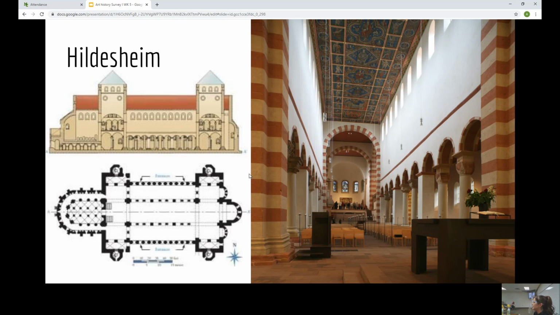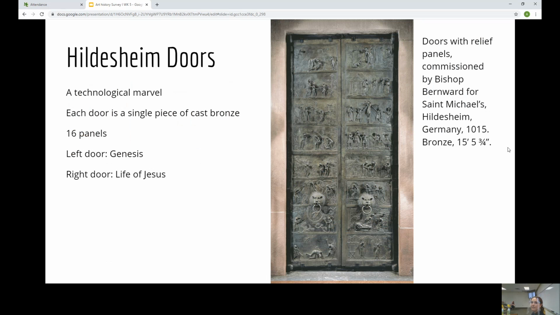It seems a bit confusing to us today because in our churches, it's like the opposite. The aisle is the row down the center, and then the nave is the place where people sit. It's the opposite here. But still your basic square basilica format. Just got some extras. And that does take us to the Hildesheim doors.